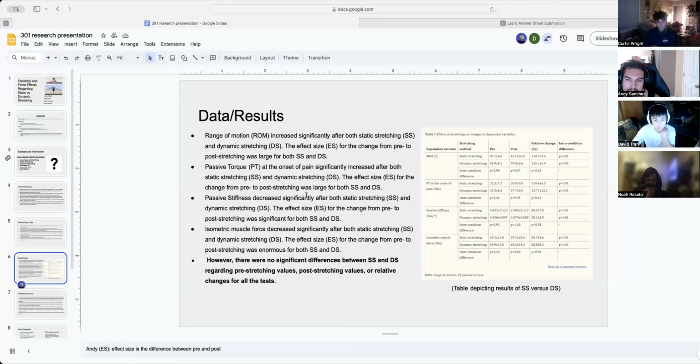But for all of them, the effect size, which is the difference between the pre and post stretching, there was a large difference for both of them, as in there was some form of a change, whether it went up or down. However, for both of them, there was no significant difference between static and dynamic in terms of which one performed better, as in they had a very similar performance.